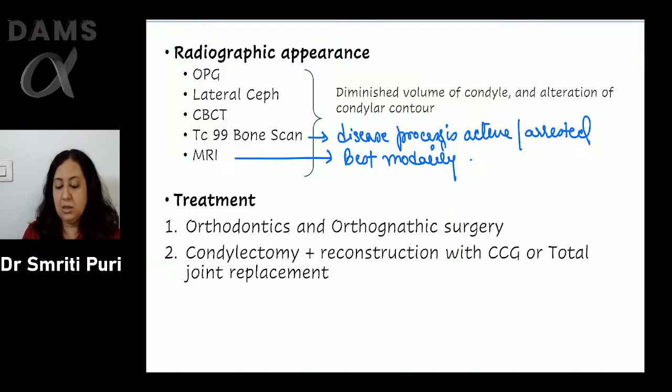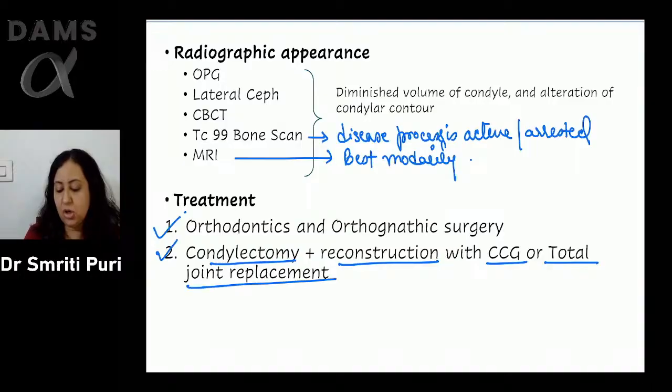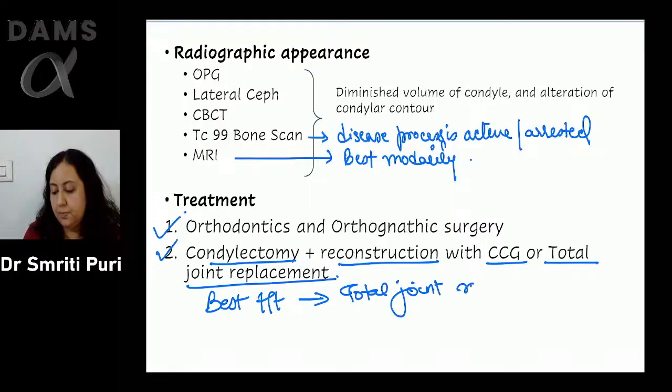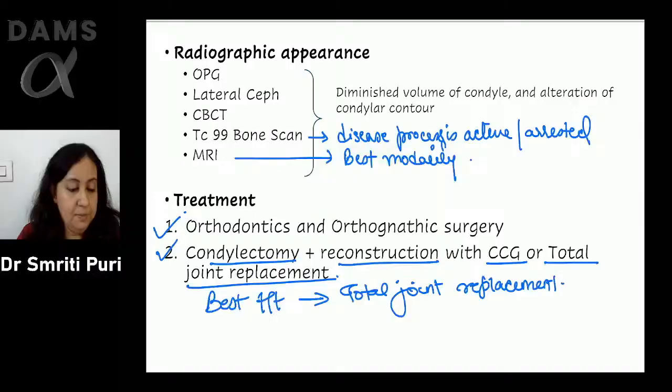Now the treatment is orthodontics and orthognathic surgery. Orthodontics to counteract the open bite and orthognathic surgery to align the jaws. The second treatment option is condylectomy and reconstruction with costochondral graft or total joint replacement. And the best treatment actually is total joint replacement. So this is your best treatment. Okay.